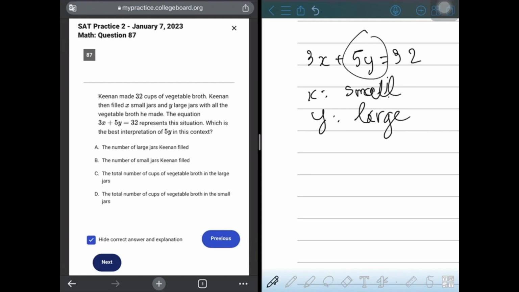B because B is about small, and D because D is about the small trash. And if they ask about y, it would be A because A is the large trash. But they ask about 5y, so you will know it is like the total, okay? You see in the equation, 5y is the whole thing of the large trash, so it must be C.